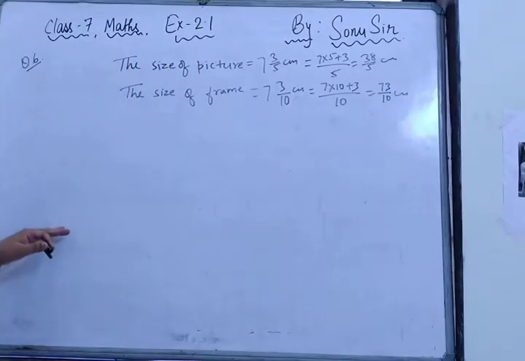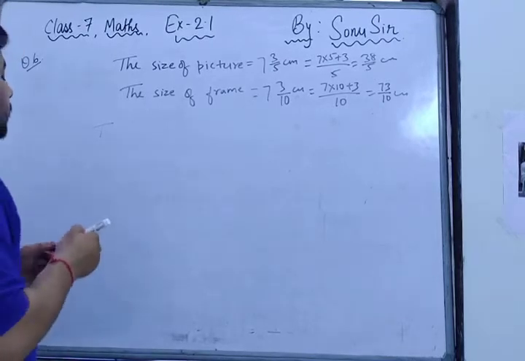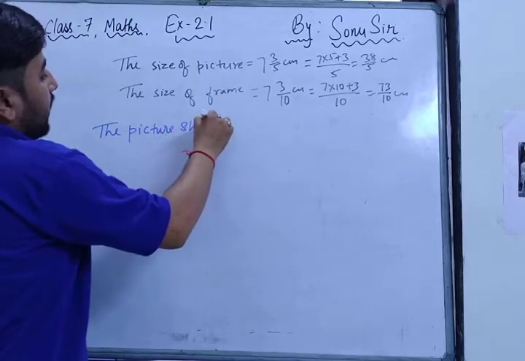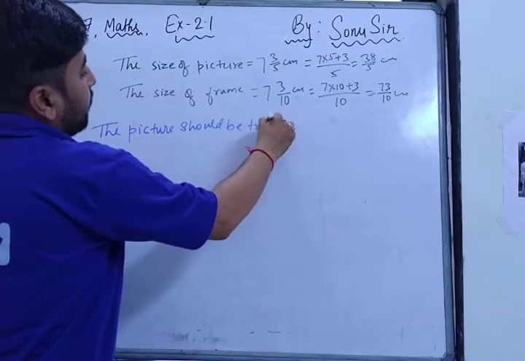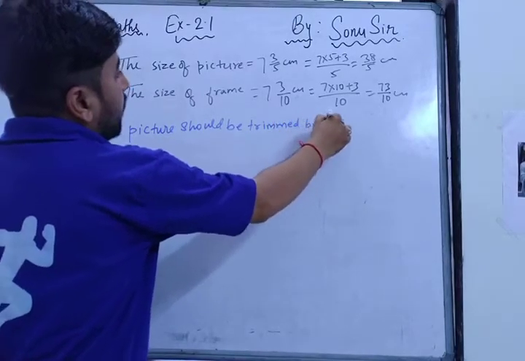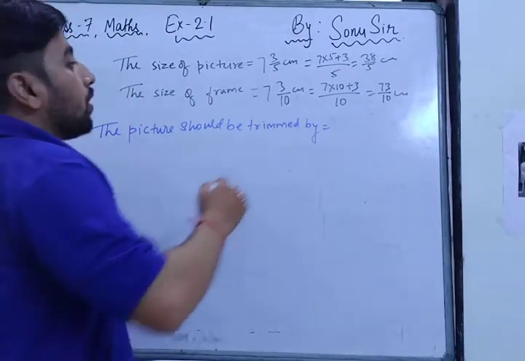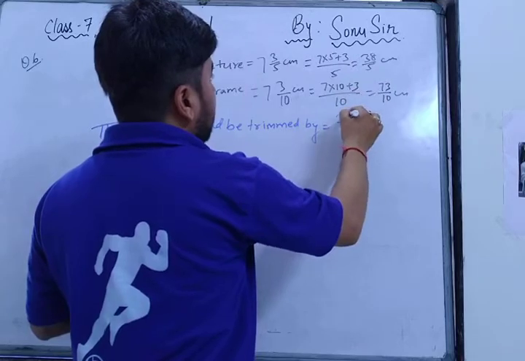Now the question is how much he should trim the picture, right? The question is how much should the picture be trimmed. So the picture will be trimmed by the size of picture minus the size of frame, right? So first of all you should know which one is greater, right? The picture size is greater.